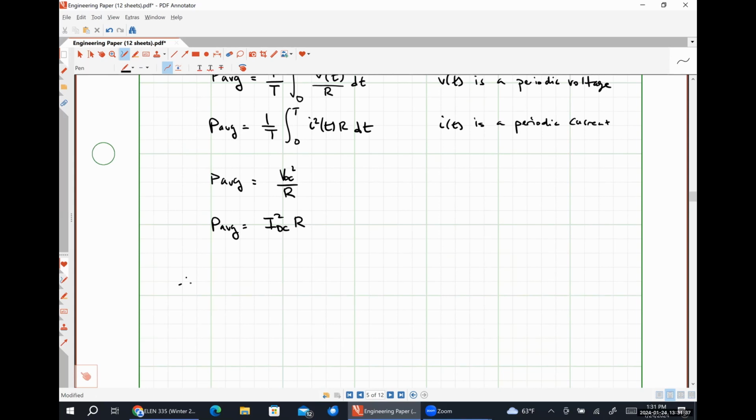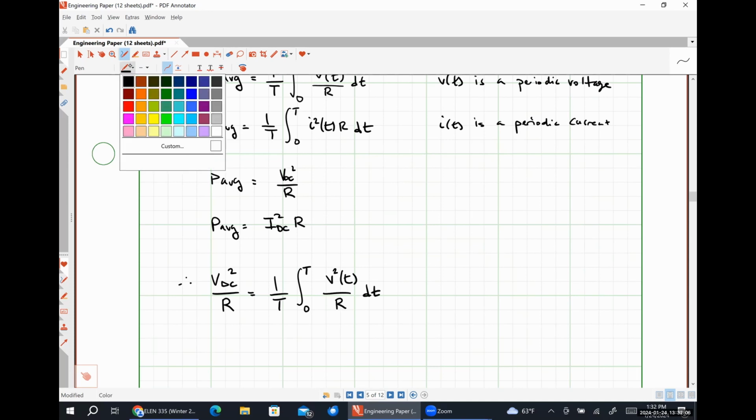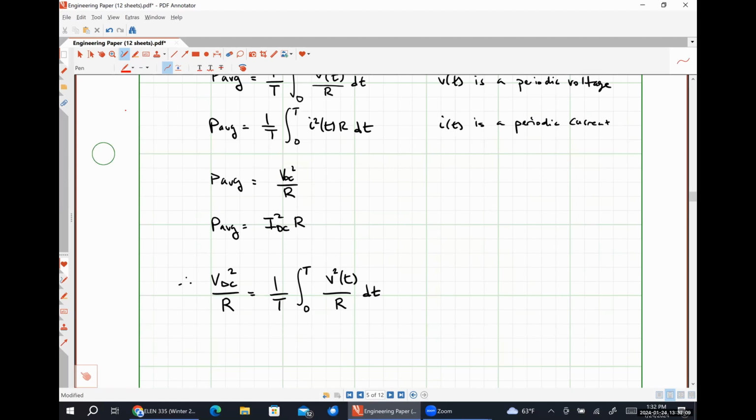So for voltages, we could say that VDC squared divided by R is equal to 1 over T, the period of our periodic voltage signal, times the integral from 0 to T of our periodic voltage waveform squared divided by our resistor value. And it looks like I have a common factor of 1 over R on both sides, so I can get rid of those. Turns out the value of the resistor we're finding the average power over doesn't even matter. Okay. So now I'm just trying to get VDC by itself on the left-hand side of the equation. So all I need to do is take the square root of both sides.